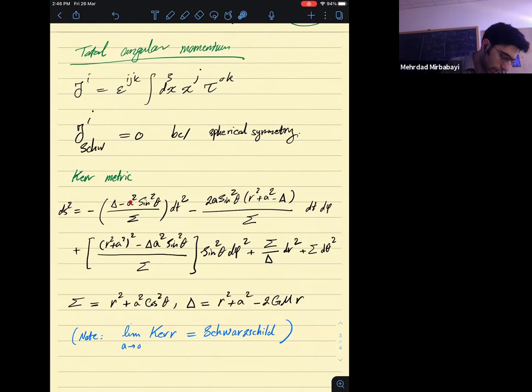This A is a fixed parameter which characterizes the angular momentum or the angular velocity of this black hole. So the angular velocity would be related to this A parameter. This delta and sigma are the functions given here. One thing that you can immediately notice is that if you take the limit of A going to 0, if you set A to 0 in this metric, then you will recover the Schwarzschild solution.